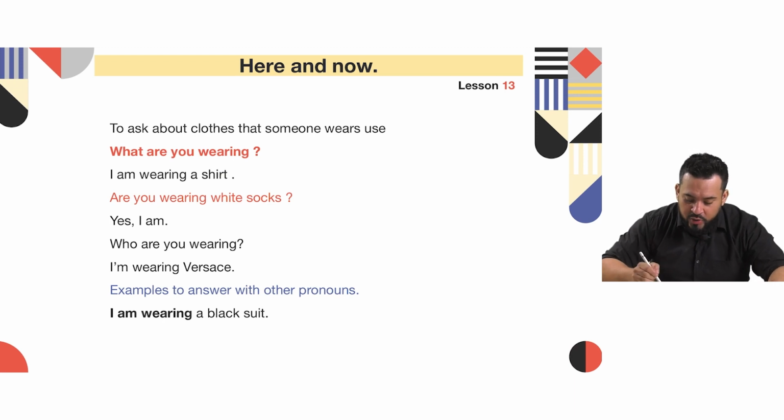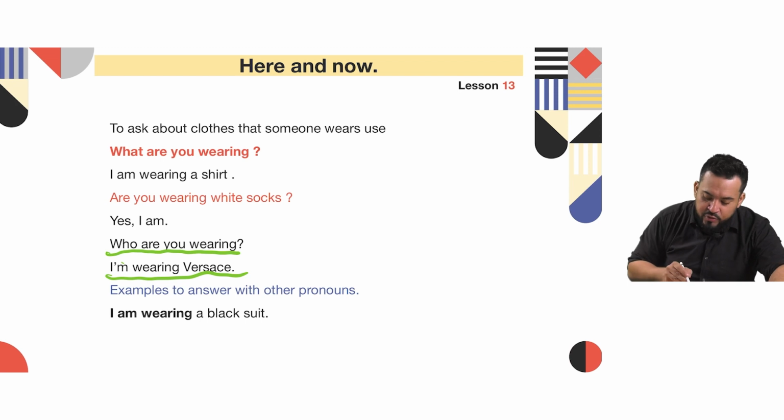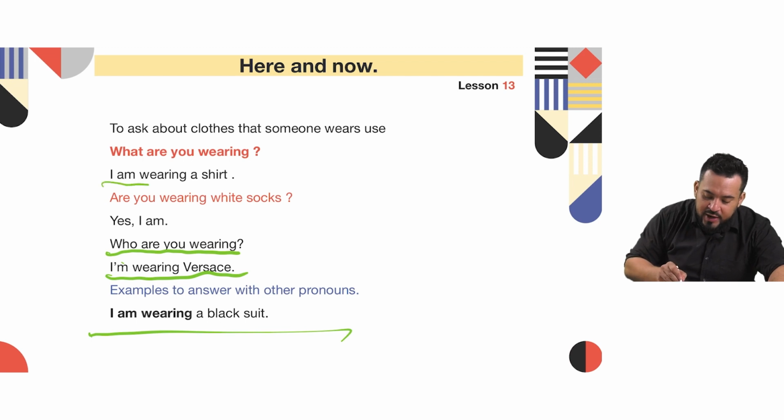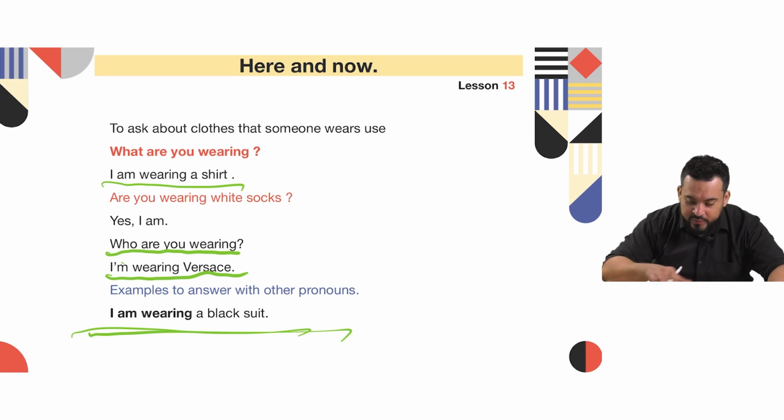So, what are you wearing? I'm wearing a shirt. Are you wearing white socks? Yes, I am. Who are you wearing? That means the brand. I'm wearing Versace. Examples to answer with other pronouns. I'm wearing a black suit. I am wearing a black suit. So I'm wearing a shirt or I'm wearing a black suit. Who are you wearing? I'm wearing Versace or I'm wearing Armani.